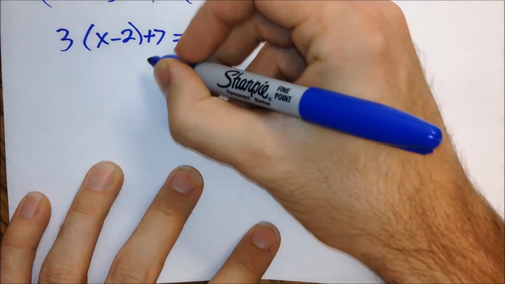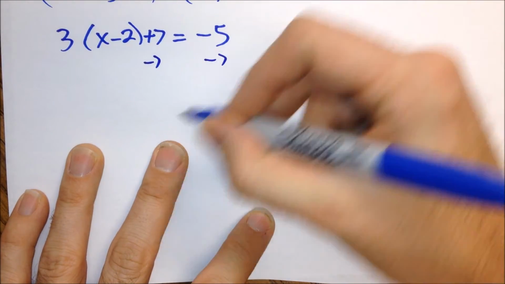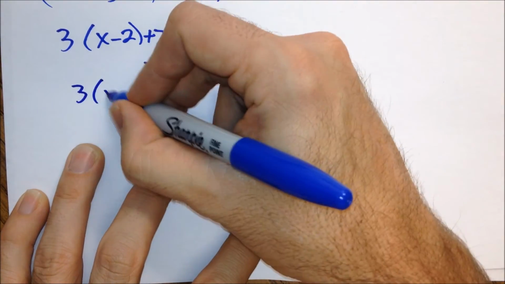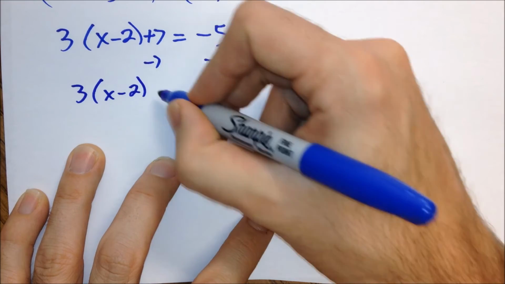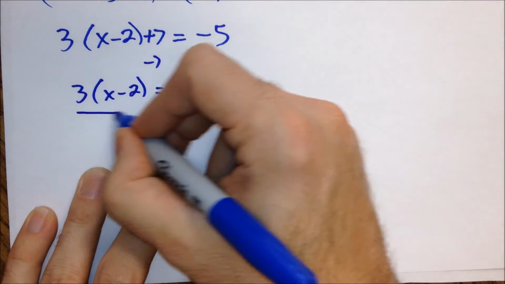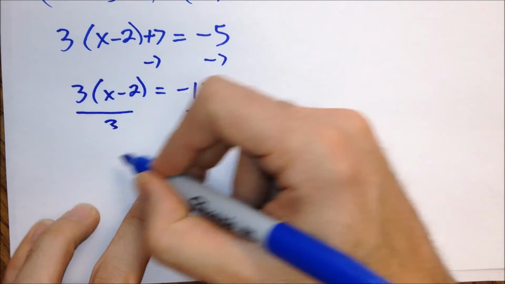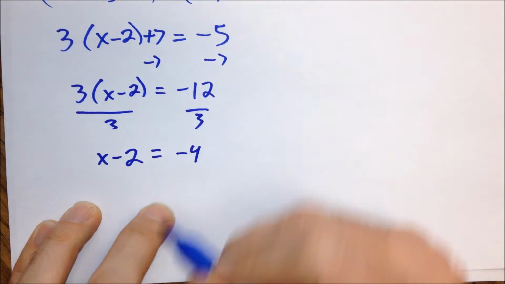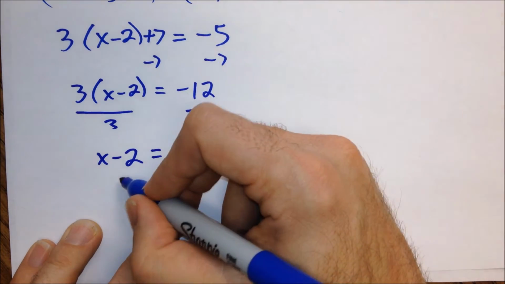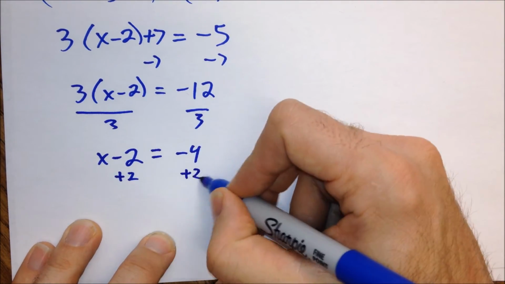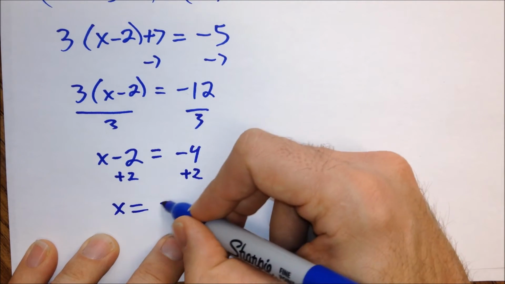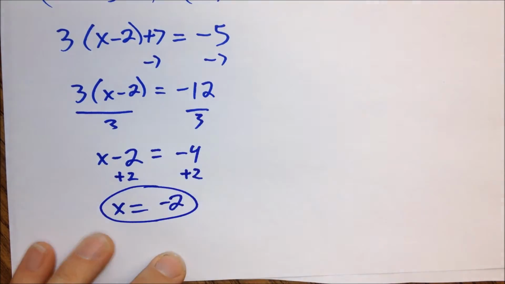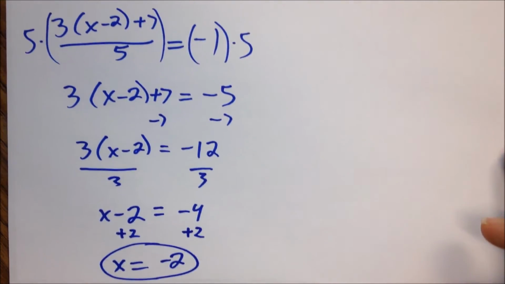Once we're down to this problem, we can now subtract 7 from both sides. We get 3x - 2 is equal to negative 12. Our next step is to divide by 3. x - 2 is equal to negative 4. And finally, we add 2 to both sides. And so x is equal to negative 2. And that solves our problem by going outside in.